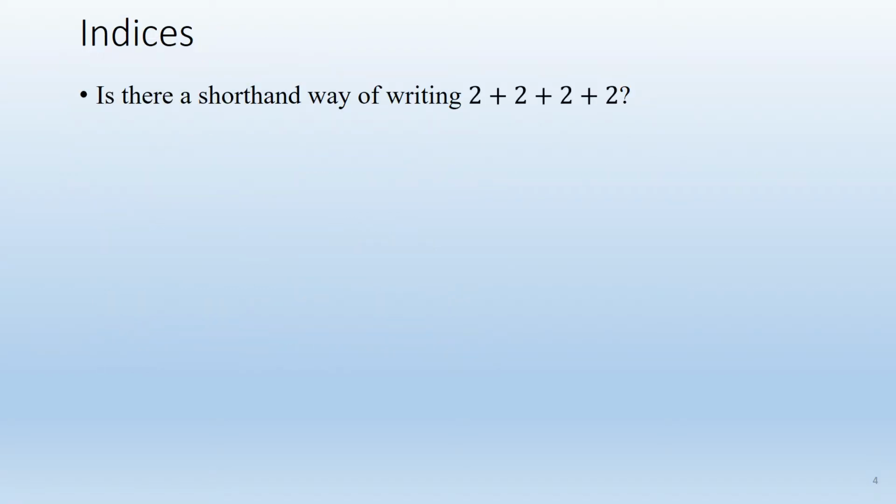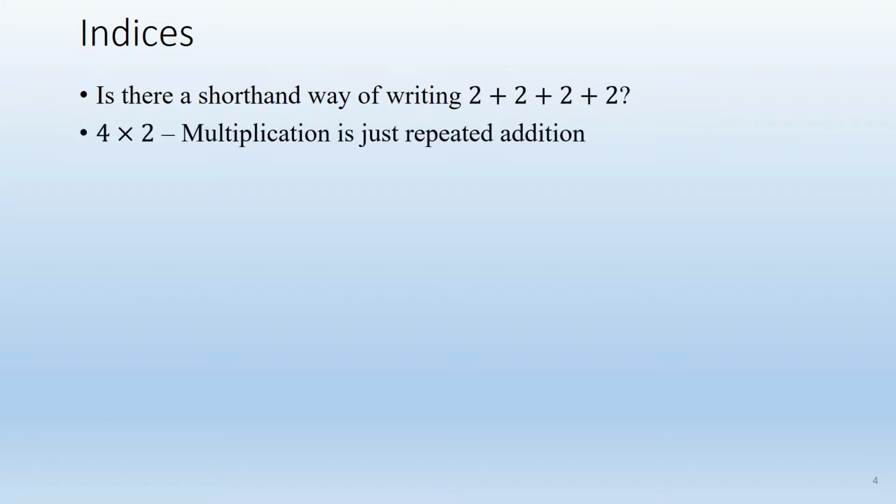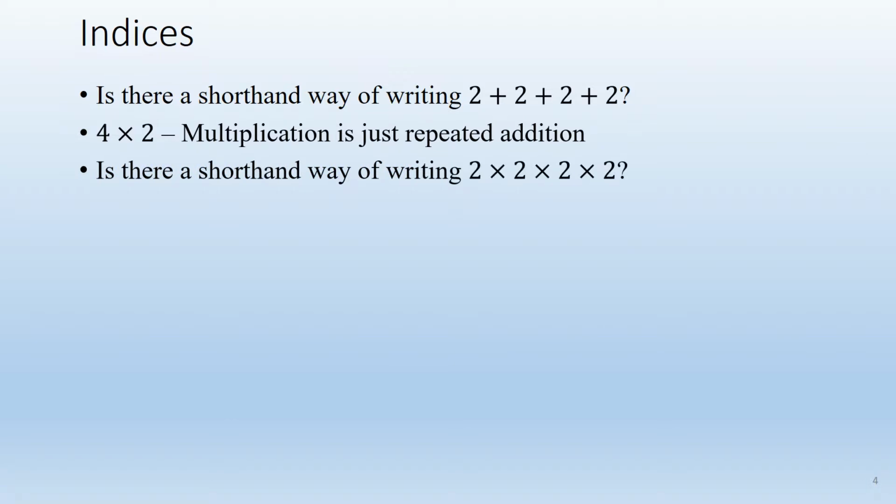Is there a shorthand way of writing 2 plus 2 plus 2 plus 2? Multiplication gives us repeated addition, so we can write that as 4 times 2. Is there a shorthand way of writing 2 times 2 times 2 times 2?